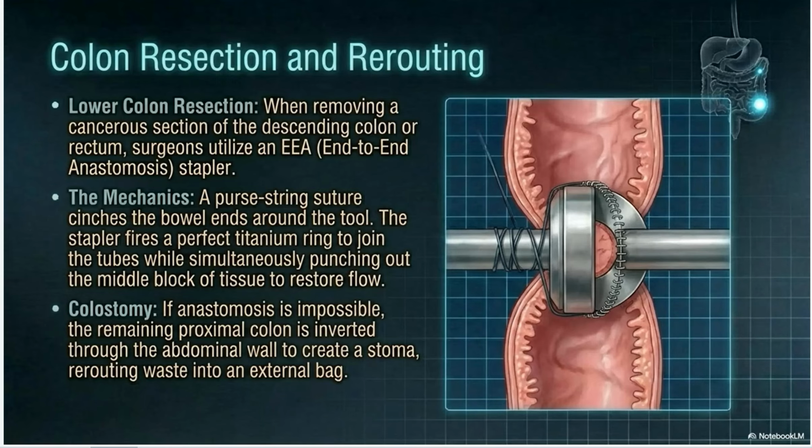This reconnection is often performed using a circular stapling device, sometimes referred to as an EEA stapler. This device places a ring of staples while simultaneously cutting a circular opening between the two sections of the bowel. In some situations, the surgeon may create a colostomy instead of reconnecting the colon immediately. In a colostomy, the colon is brought through the abdominal wall to create a stoma, allowing waste to exit the body into an external collection bag.